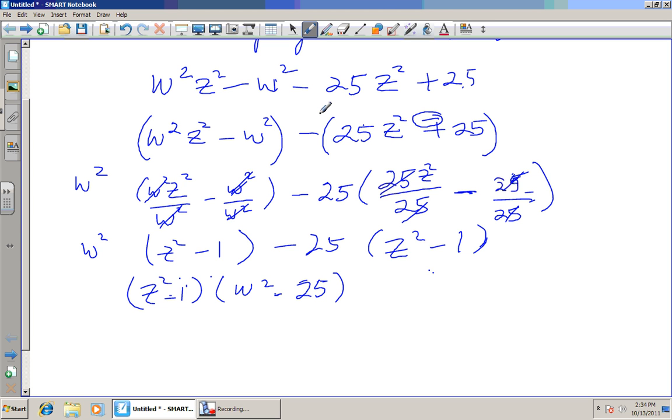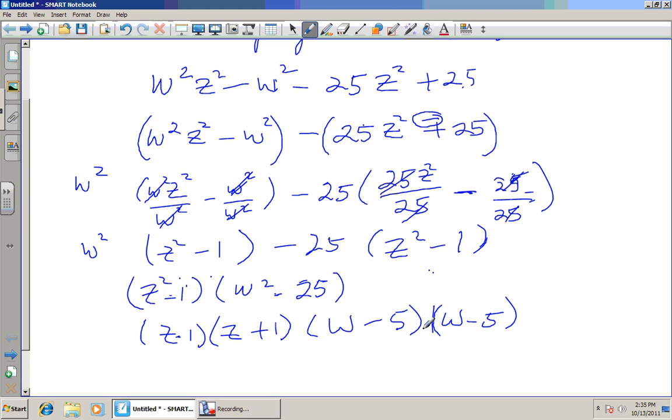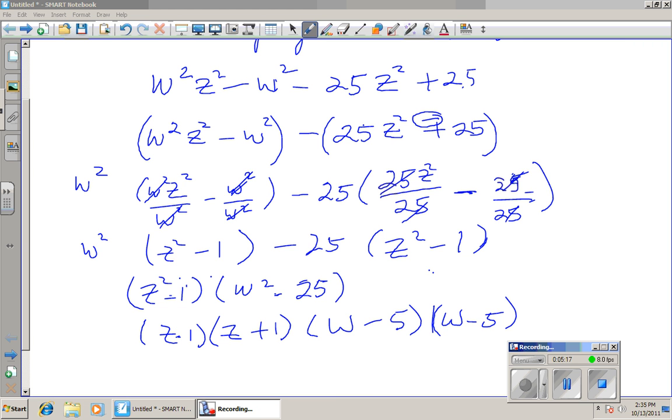Yes, correct. And then what we do now is we say this is a difference of 2 squares and this is a difference of 2 squares. So I can factor this again. Z minus 1 times z plus 1. And this is w minus 5 and w plus 5. Okay, so this is factored completely. When you look at this, it factors completely into 4 binomials. When you multiply these 4 together, you get that answer. Okay, so this will be the final answer. Right, this is the final answer.